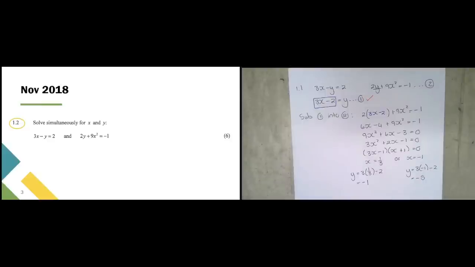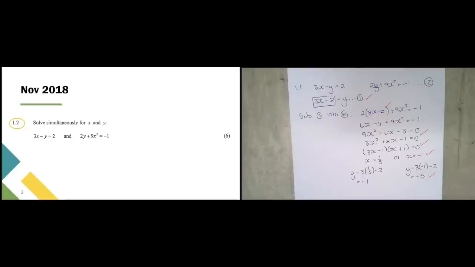So where did the marks go? This was a 6-mark question. The first mark goes for changing the subject of the formula, whether you picked y equals or x equals. Then a mark for substitution, getting it into standard form. A mark for factorizing. One mark for both the x solutions, and one mark for both the y solutions. 6 marks in total.